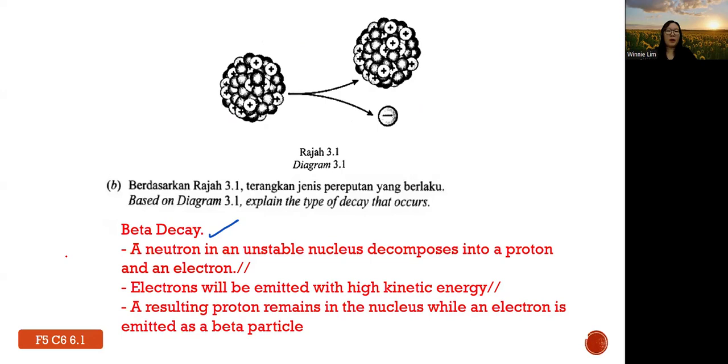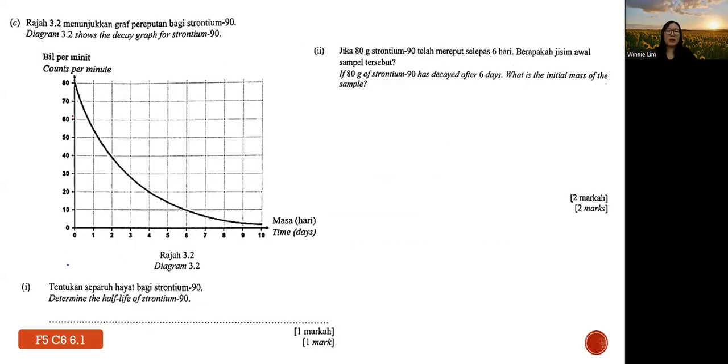Okay, moving on. This is a decay equation. Diagram 3.2 shows the decay graph for strontium-90. What is the half-life of strontium-90? From the decay curve, the count per minute is 80. So half of it is how much? 40. So you draw the line, interpolate from 40, and move down. So the half-life is basically 2 days. Okay, you have to write the unit. So this is how you do it: you draw, and then 2 days.